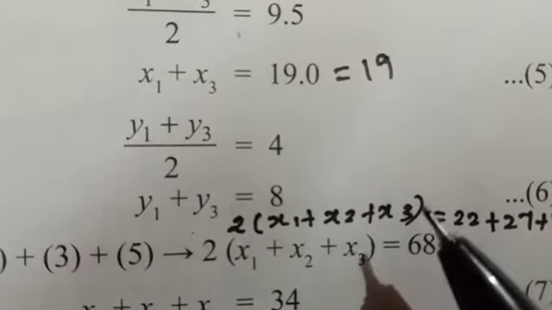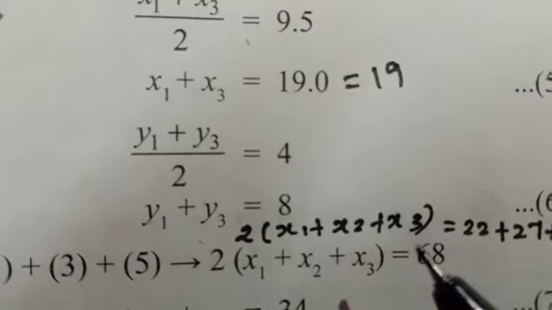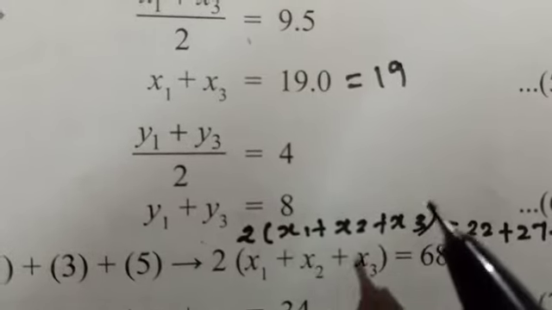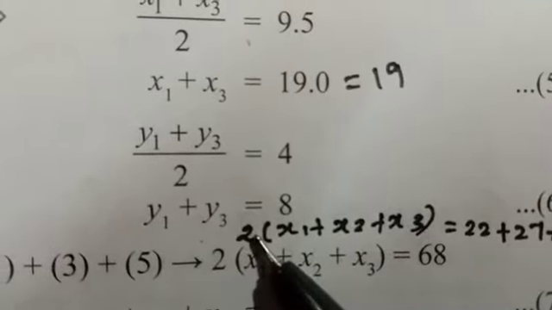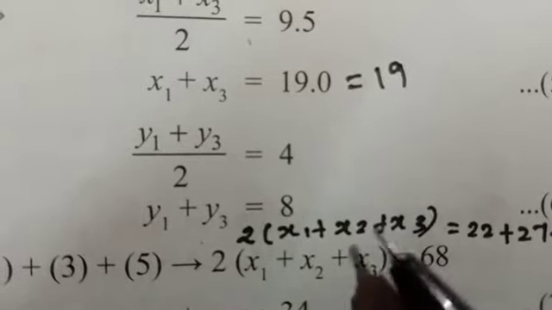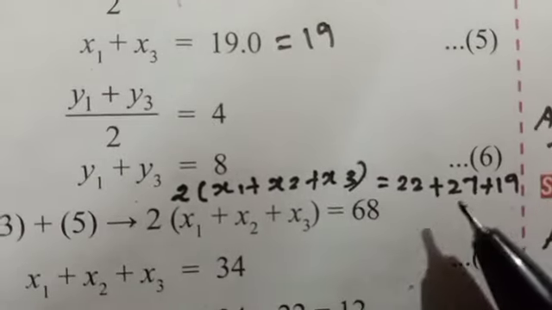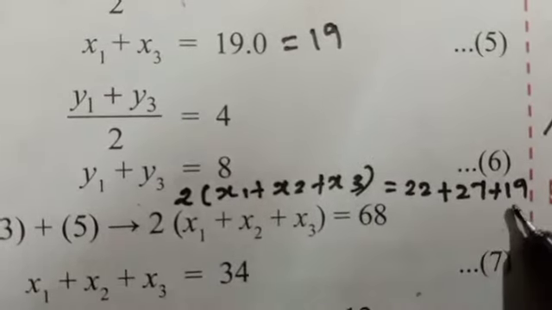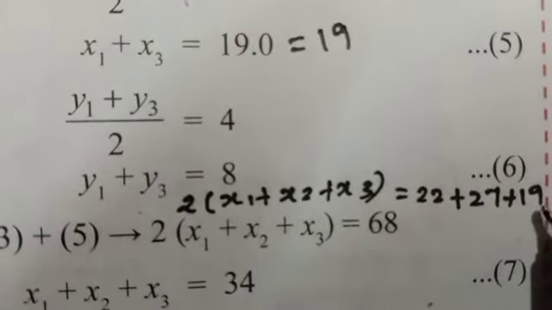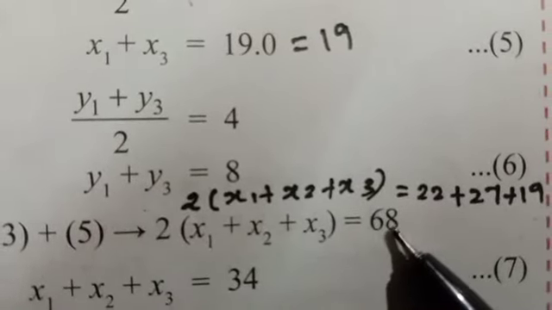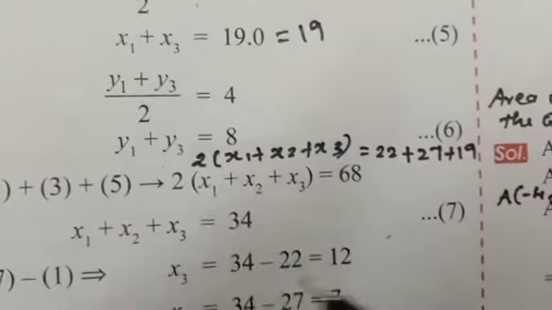When we add the left hand side, we get 2x1, 2x2 and 2x3. So you have to take this 2 commonly outside. So that is x1 plus x2 plus x3, which is equal to 22 plus 27 plus 19. You have to add these 3, you get 68. Now you have to cancel.